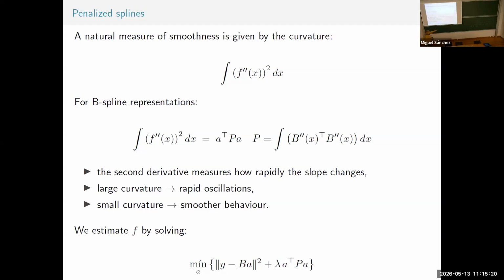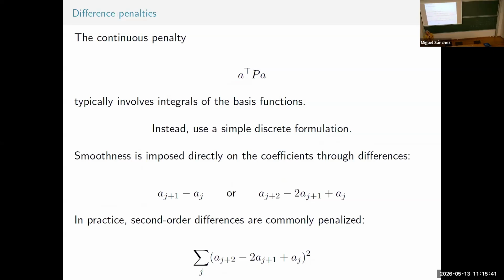So you get this penalized problem. Usually you have seen this many, many times. So you get a closed form for your coefficients. So you are set to go. Of course, we have the problem of lambda. I will talk a bit later on about how to choose lambda in a very fast way. And this is the idea of penalized splines.